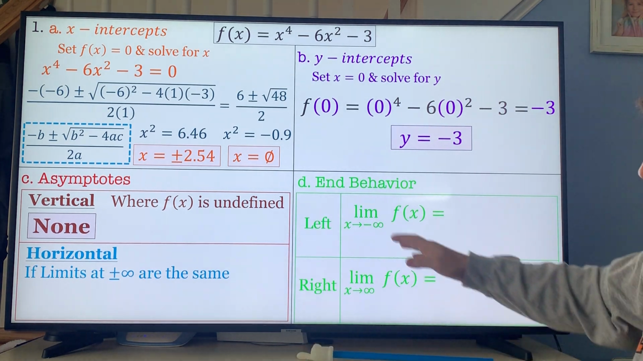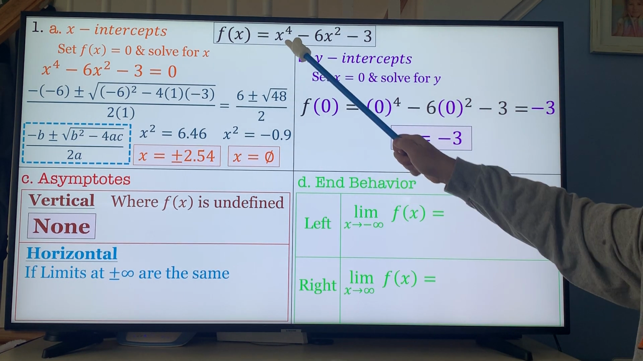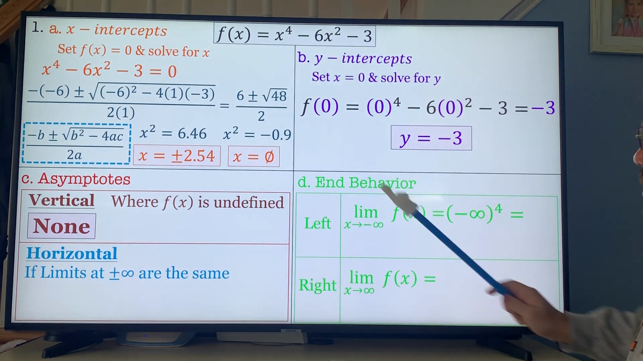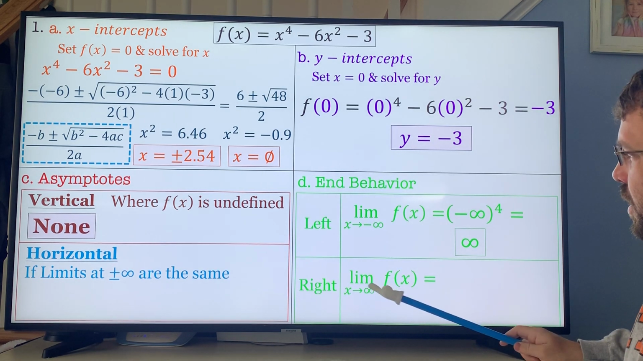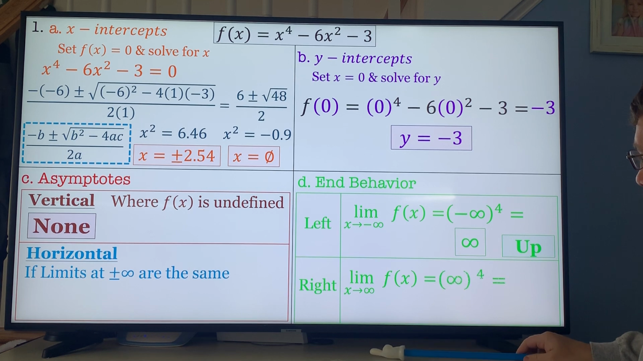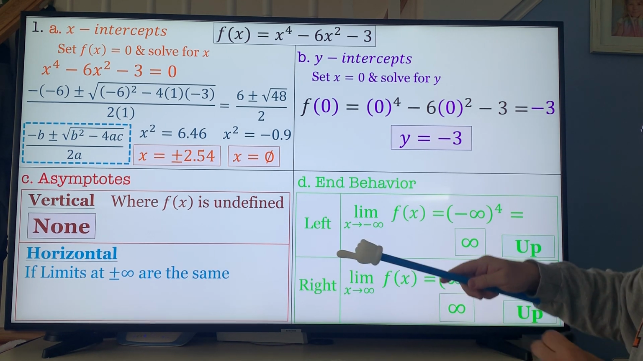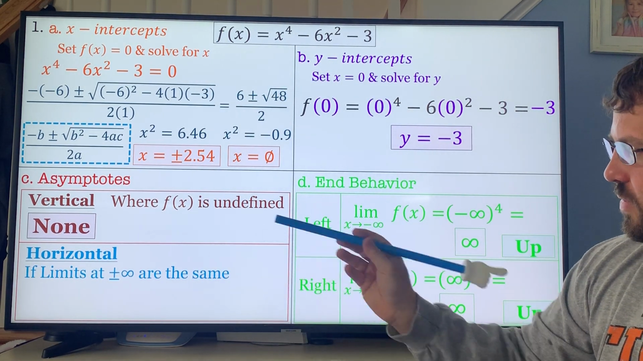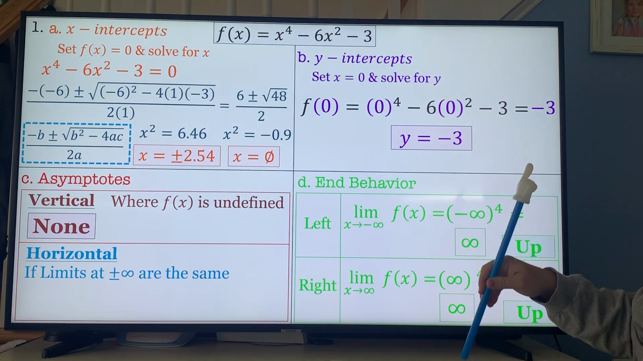End behavior, this is what we just did. You plug in negative infinity into the equation. So you take the highest degree term, which is x to the fourth. Negative infinity to the fourth is positive infinity. Good. Right here, the limit of f of x as x approaches infinity: infinity to the fourth is also infinity, and that means up. So as you're going to the left, your graph is shooting up, and as your graph is going to the right, it's shooting to positive infinity up here, so it's also going up.